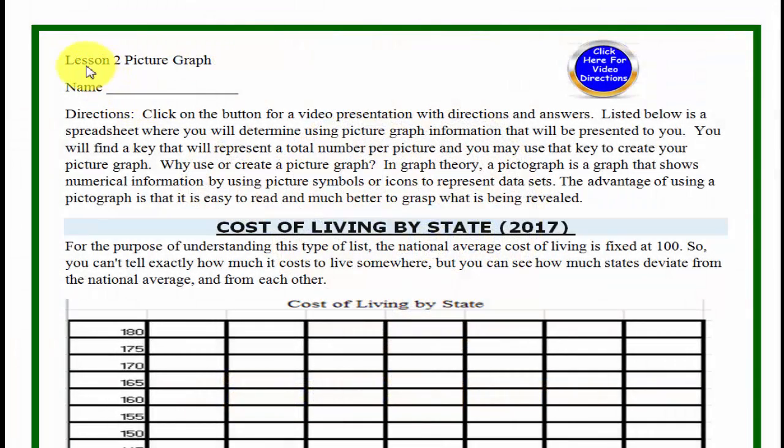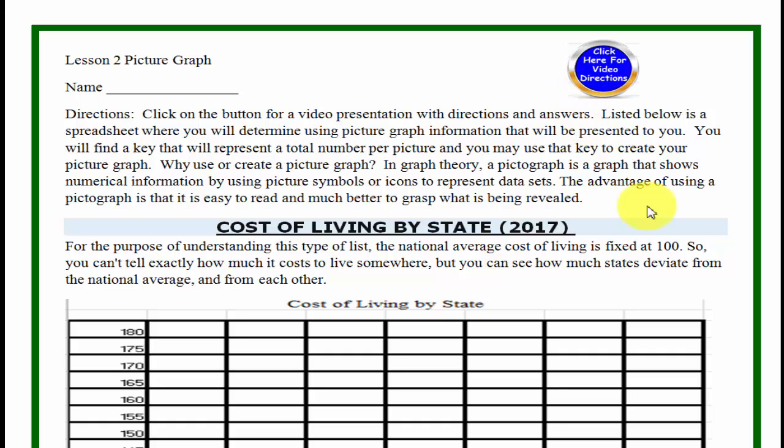You are presently looking at Lesson 2, Picture Graph. Now, here are the directions. You've probably already clicked on this button to obtain this video, which is going to explain to you how to do all this.